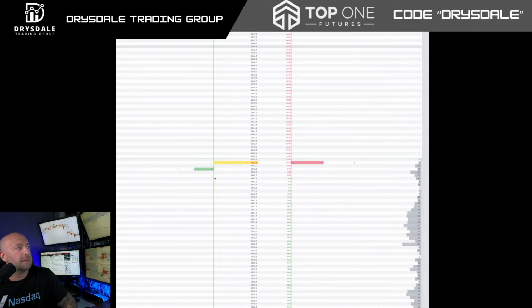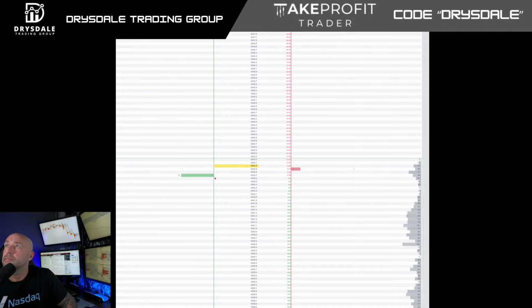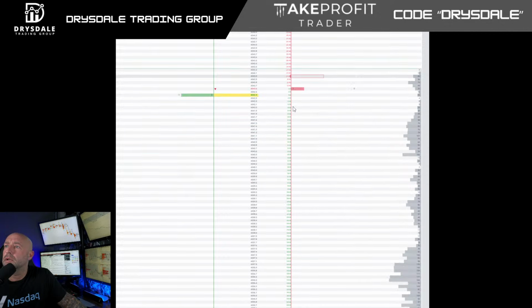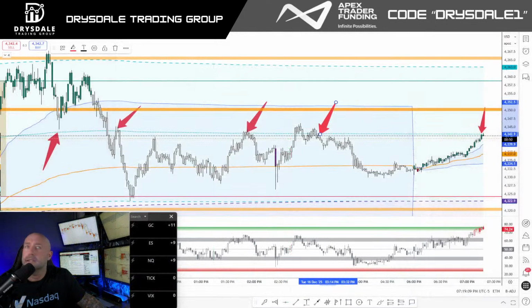We've respected weekly VWAP a few times. It's been support, it's been resistance. So let's see if it holds again, or whether they just rip us through it. Anything is possible. So 42.6.